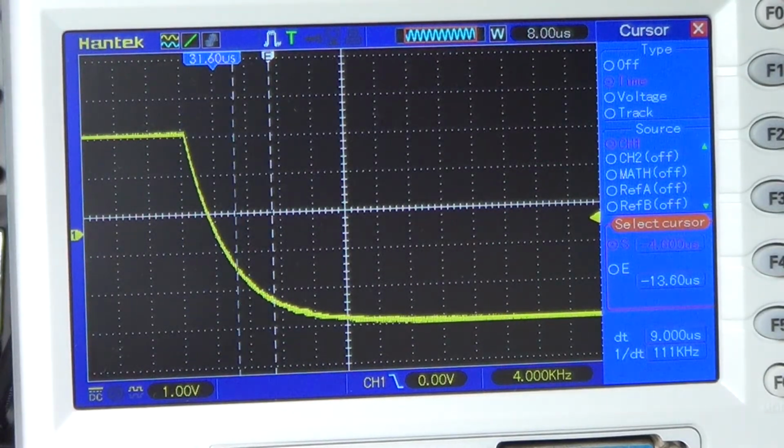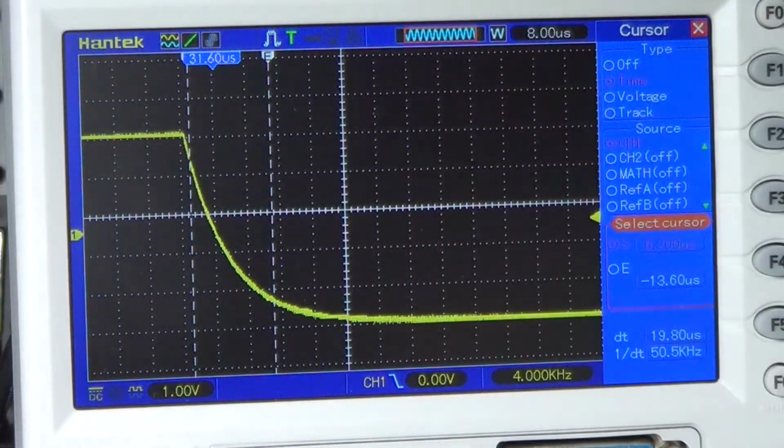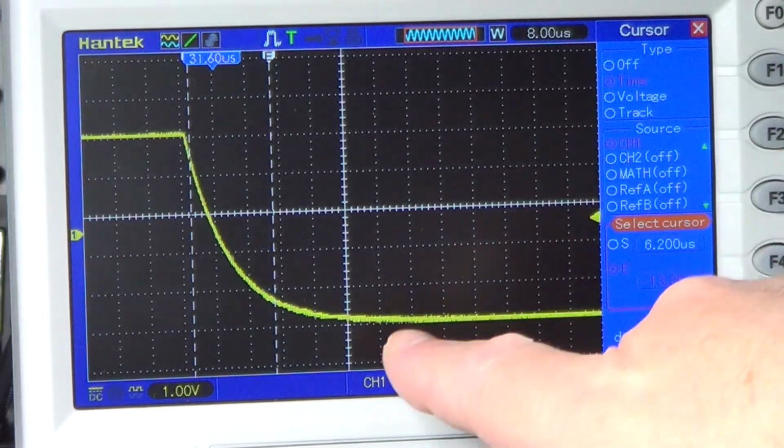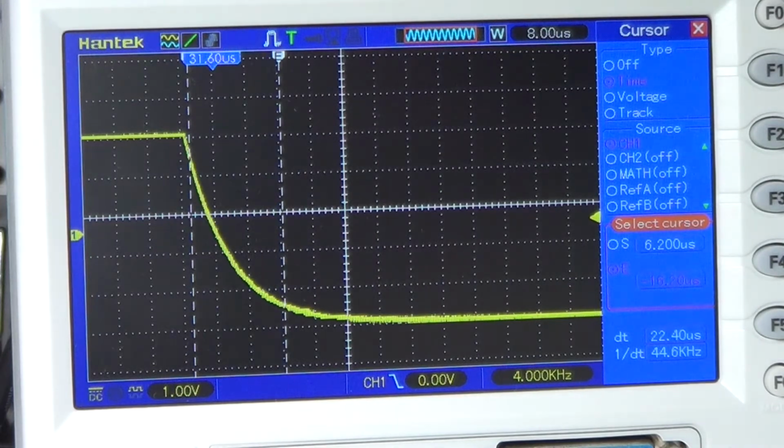So we are gonna set the first cursors at 90%, which now we know how to do that. It's about here, half the way, and then to 10% with the other cursor. So 10% it's about here, and so the fall time is 22.40 microseconds. As you can see, for this kind of filters, rise time and fall time are about the same. So here is how to do that.